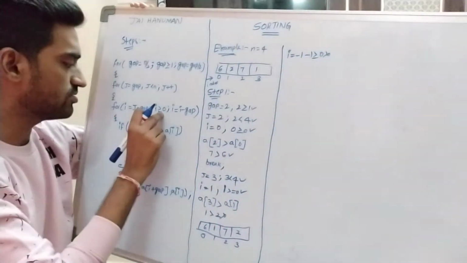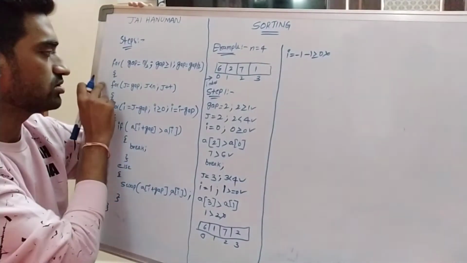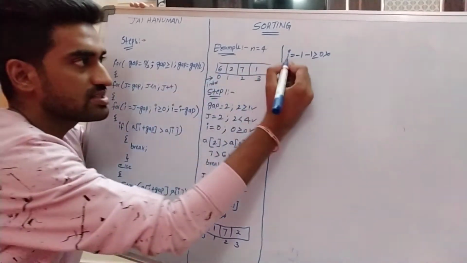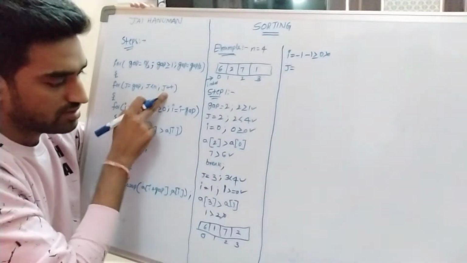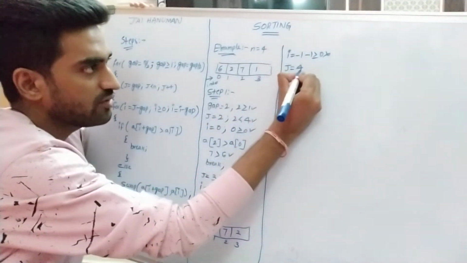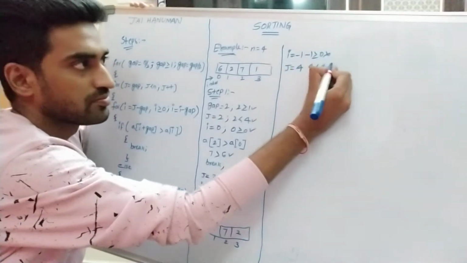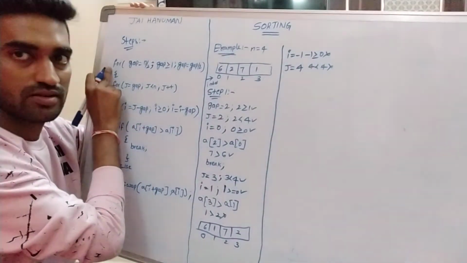Since the condition failed, we do not perform these operations. Then control moves to the outer loop and j is incremented by 1. What is the j value? 3 incremented by 1 is 4. 4 less than 4, condition is failure. Then the control is passed to the outer loop.